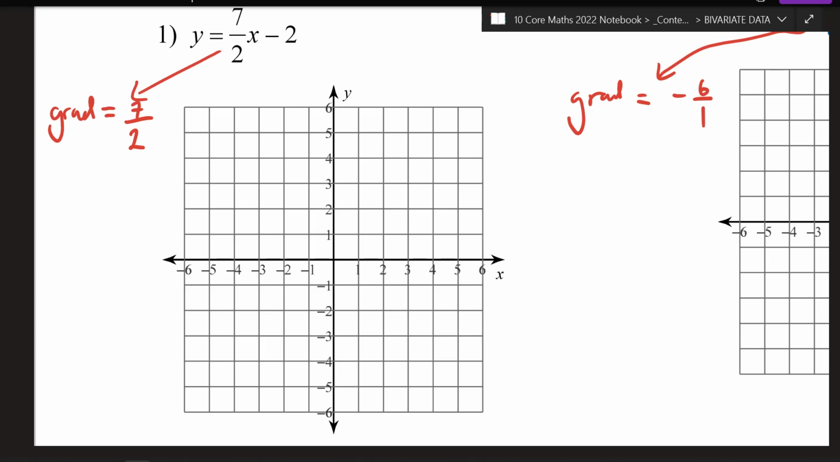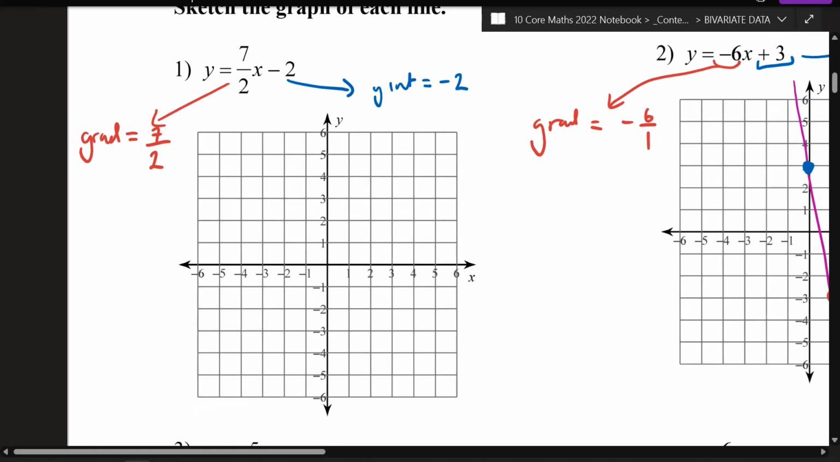Now, can anyone tell me, is this a positive or a negative gradient? Positive. Okay, is there a negative in front of it? No. It's just a positive gradient. So it's 7/2. Now, the y-intercept is -2. That's fine.